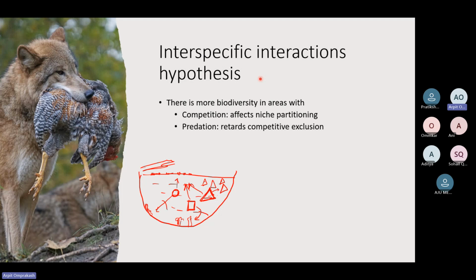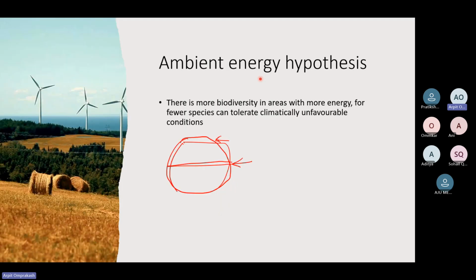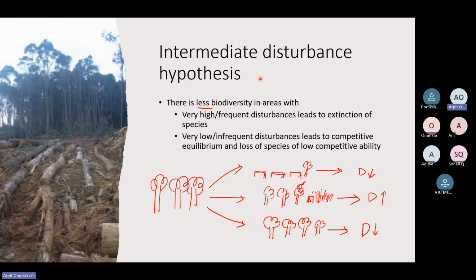Competition affects niche partitioning, and predation retards competitive exclusion between different kinds of organisms. Then we talked about the ambient energy hypothesis, which is basically that areas which have more energy or more sunlight, for example the equator, are more likely to have more biodiversity, because fewer species can tolerate very unfavorable conditions. Fewer species can live at the poles, but many more species can live in the hospitable climates near the equator, or somewhere in between.